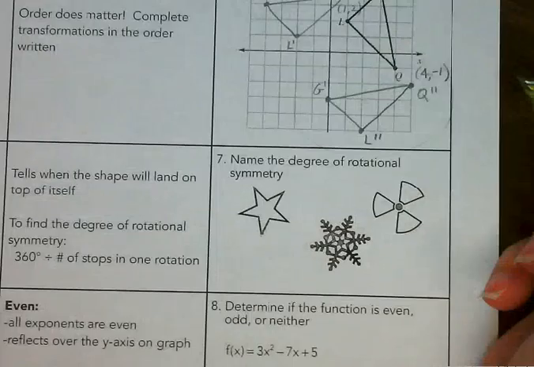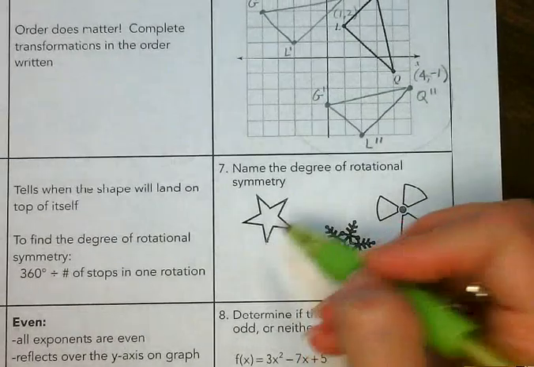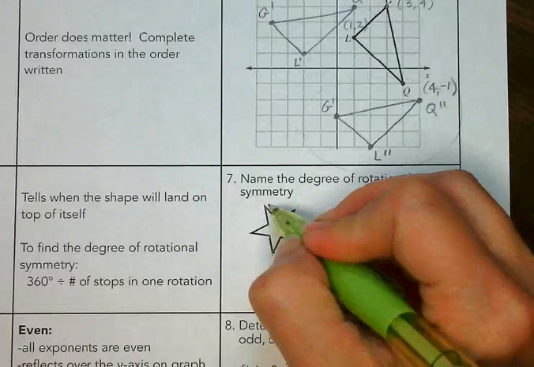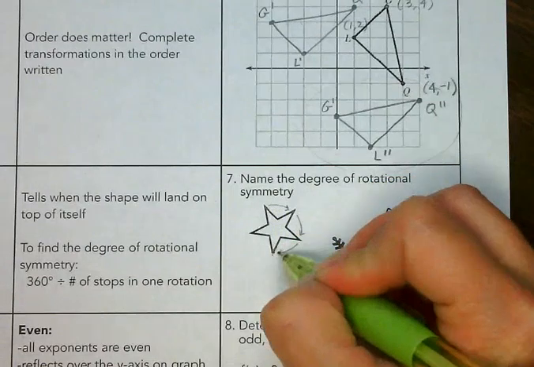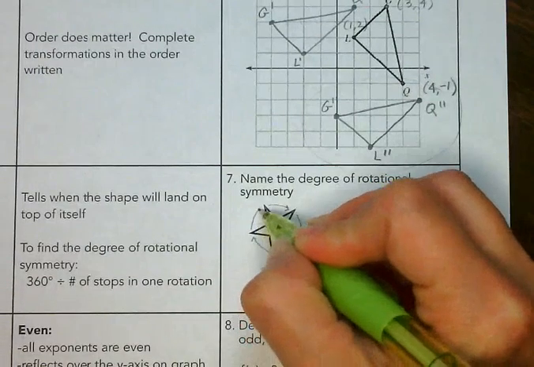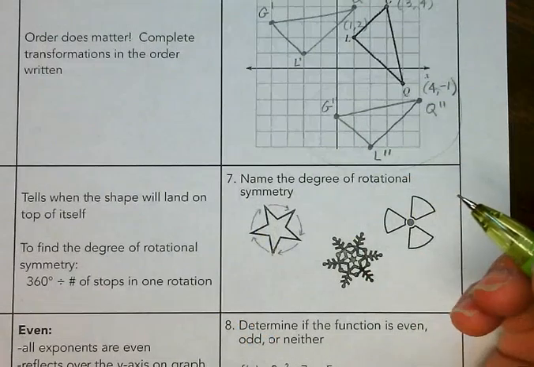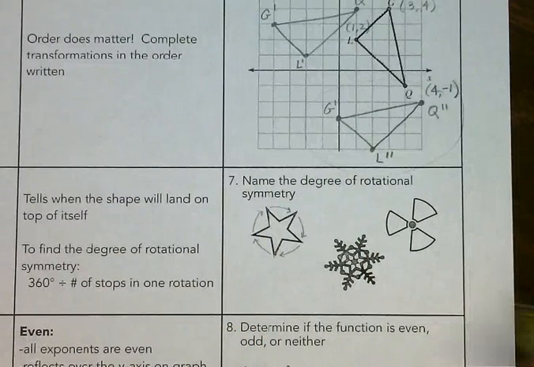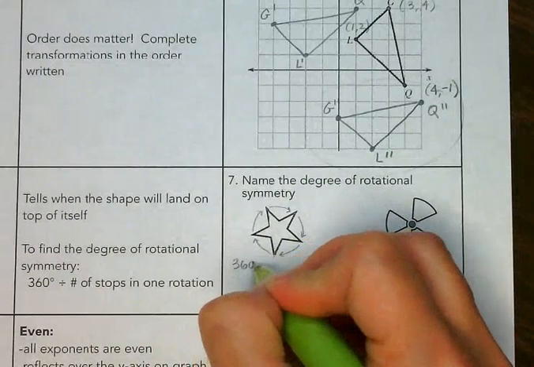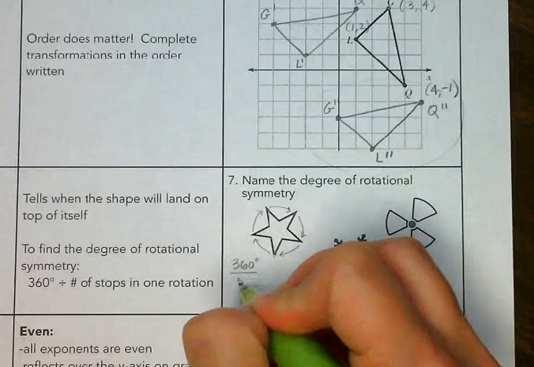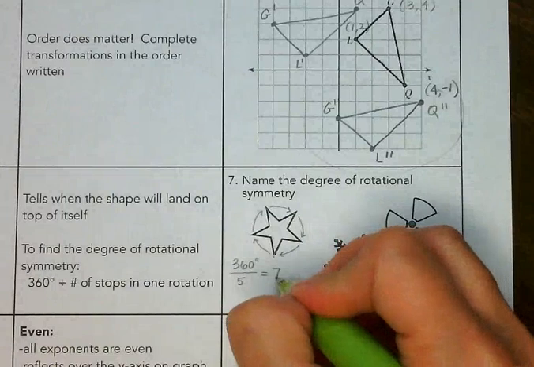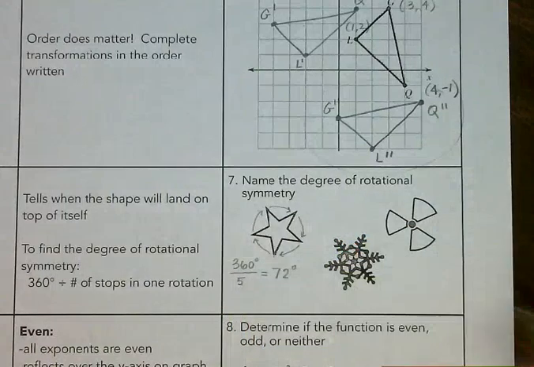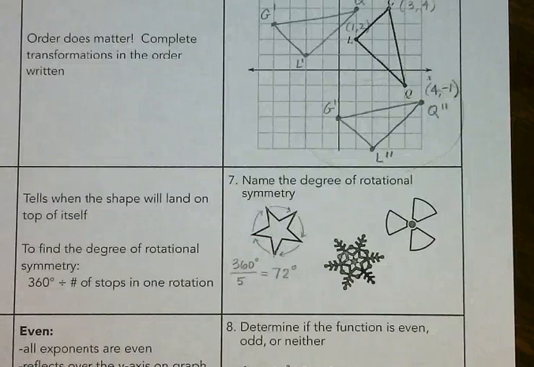So to look at this, we started off with a star, and we did this one in class. So we can turn this 1, 2, 3, 4, 5 times. So we can turn a star 5 times. So in 360 degrees, a star will land on itself 5 times. And if we divide that out, we know that each turn is 72 degrees. So we say that there's 72 degree rotational symmetry.